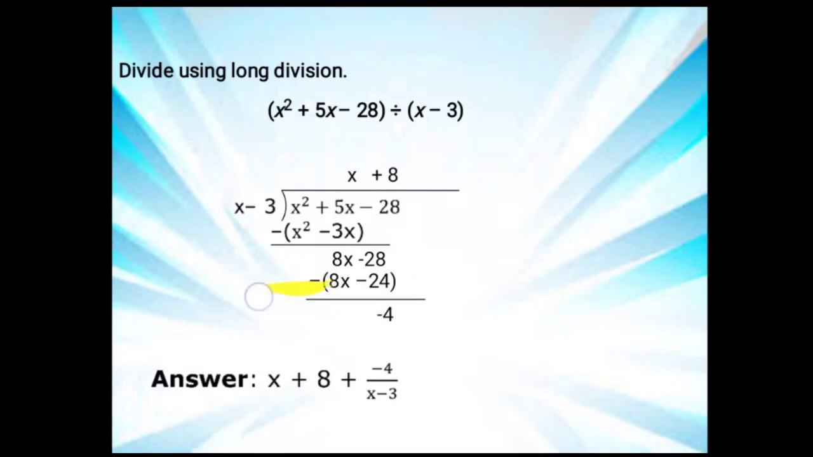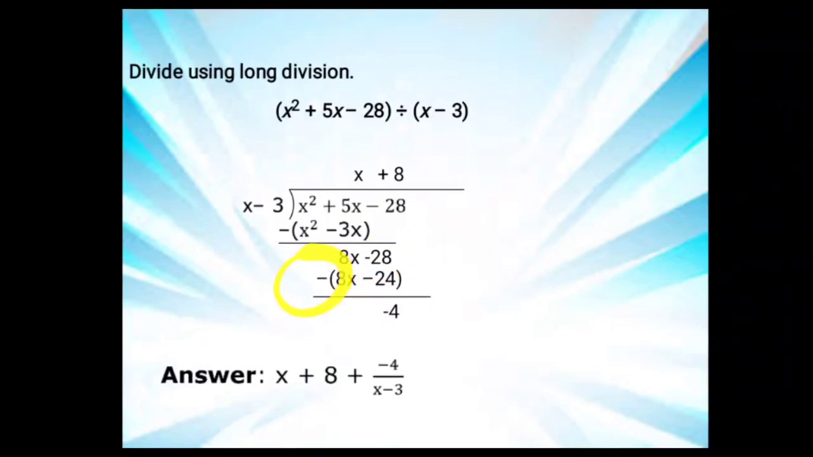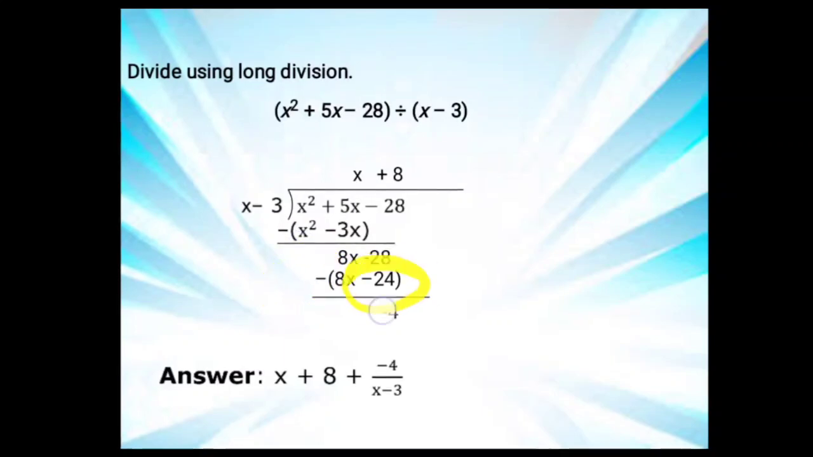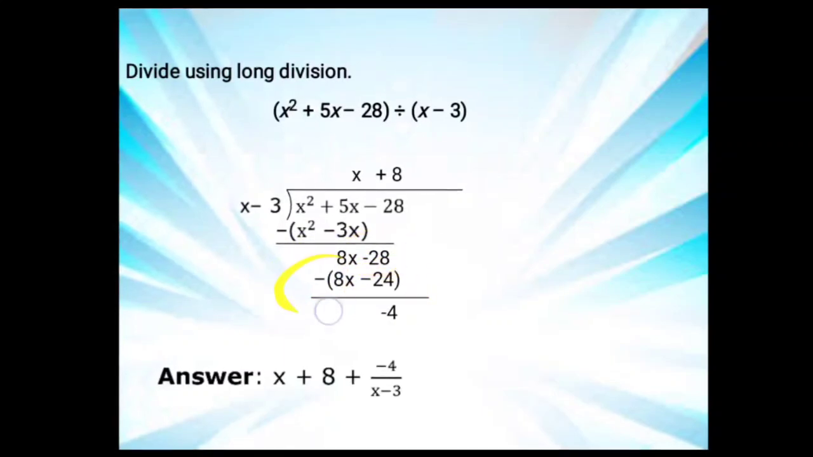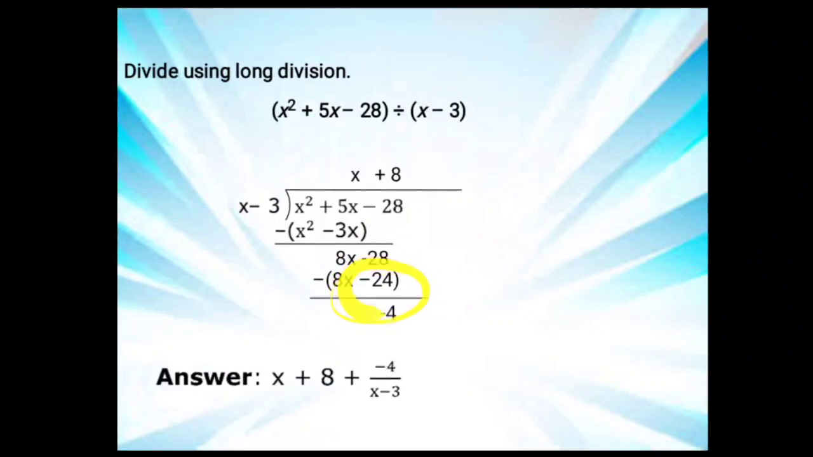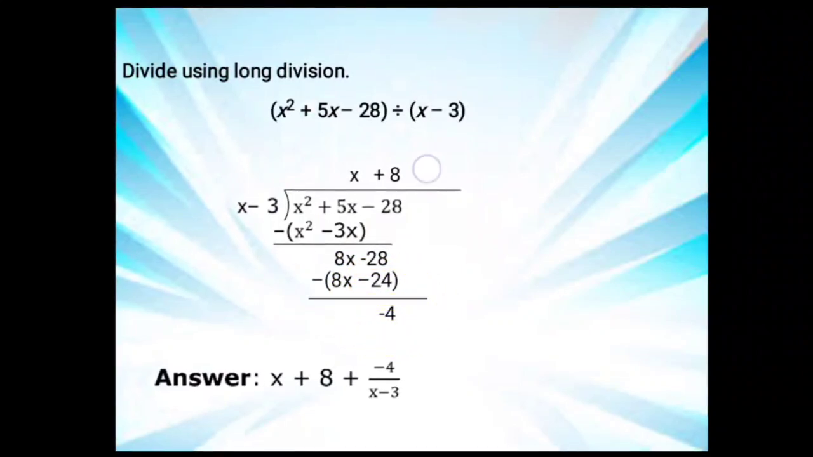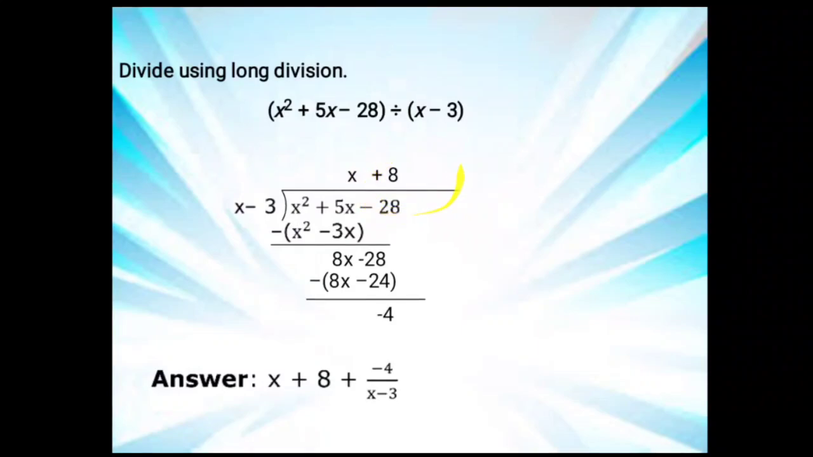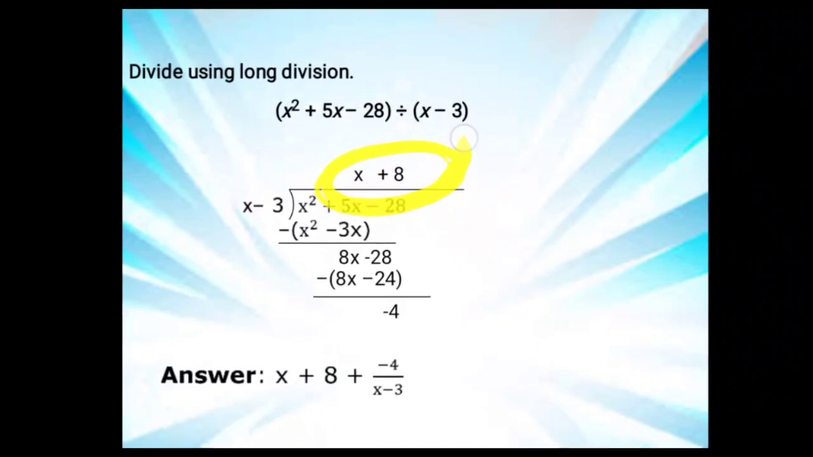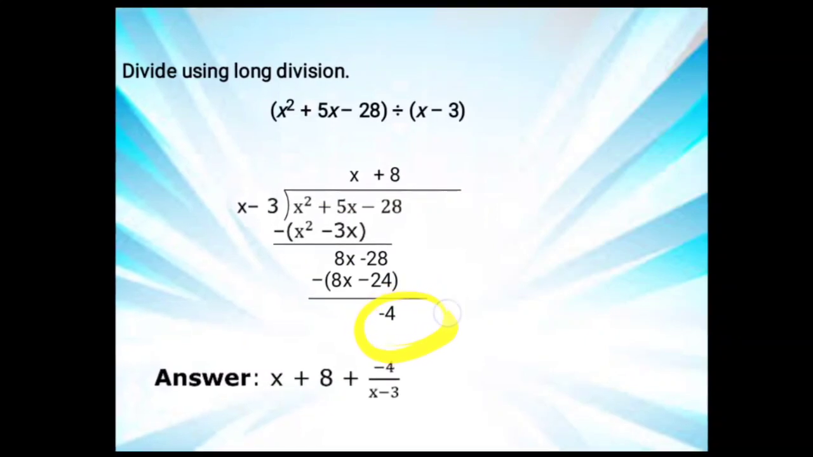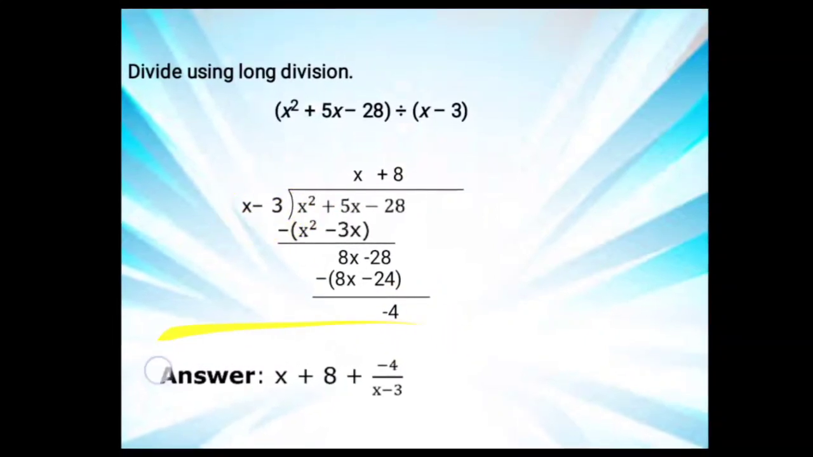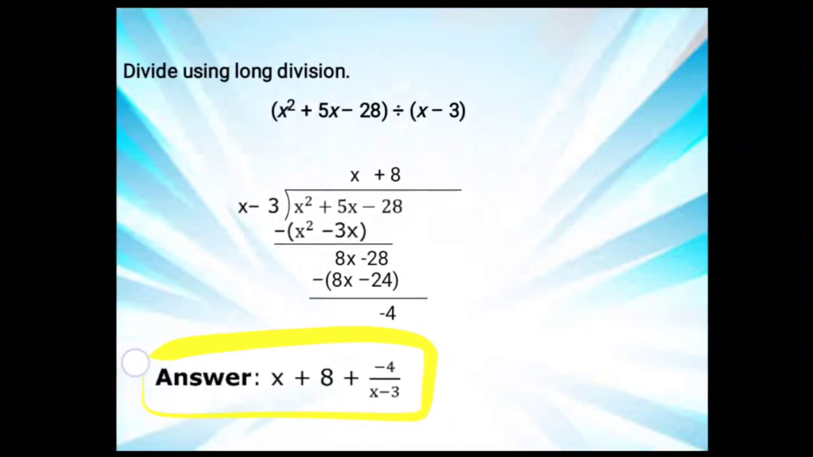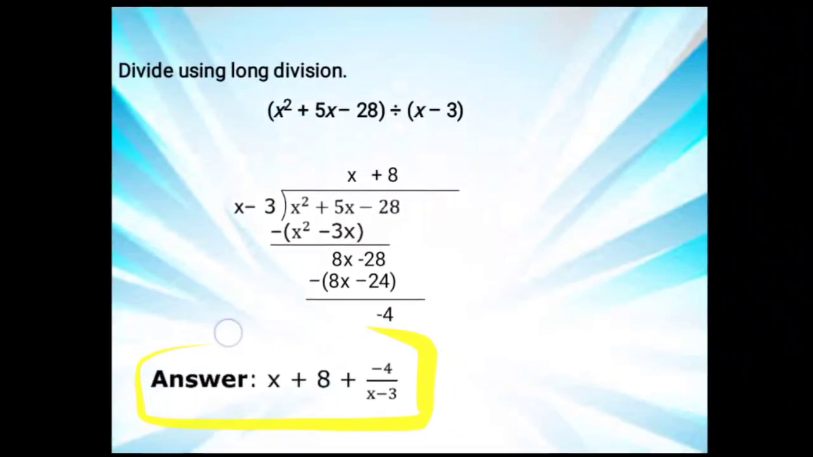Then proceed to subtraction. 8x minus 8x is 0. Then negative 28, that is skip. Then proceed to addition. Then positive 24. So negative 28 plus positive 24 is negative 4. So on our quotient, we have the constant. Therefore, we have to stop dividing. Therefore, our answer is x plus 8 plus negative 4 divided by x minus 3. That is our answer. x plus 8 plus negative 4 divided by x minus 3.